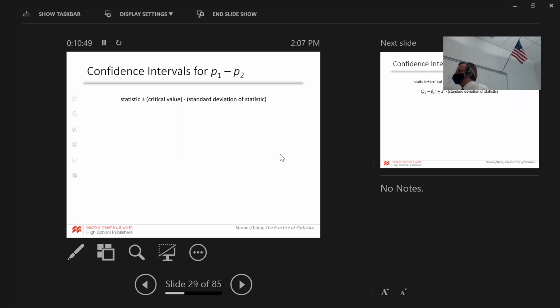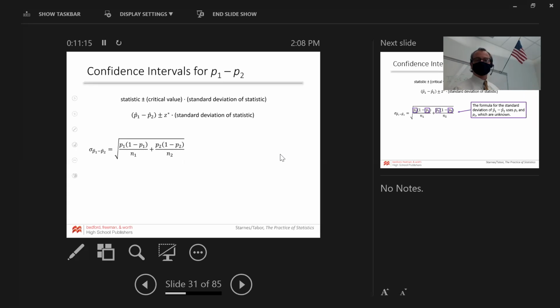So here's where we are. You have the test statistic. Add or subtract the critical value. So the test statistic, add or subtract 1.96, 1.645 times the step. Test statistic in this case is the difference of proportions. Now, watch what happens. That's sigma. The Greek letter is sigma of the difference of the sample proportions.